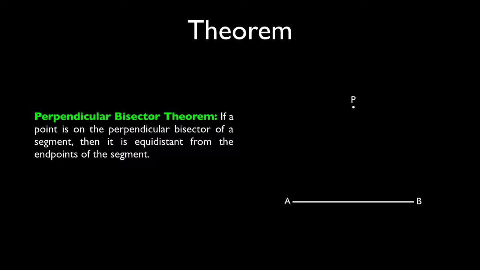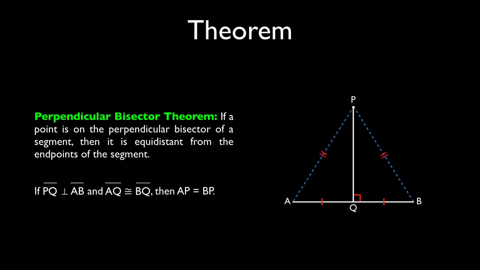This is called the perpendicular bisector theorem. It says that if a point is on the perpendicular bisector of a segment, then it is equidistant from the endpoints of the segment. And what did we just basically prove? We proved that if segment PQ is perpendicular to segment AB, and segment AQ is congruent to segment BQ, then AP is equal to BP. How does this help, you ask? Well, let's do a quick example of how we can use this.